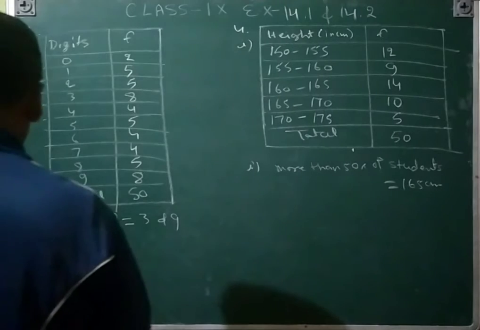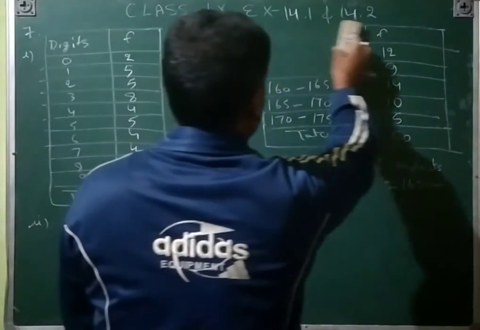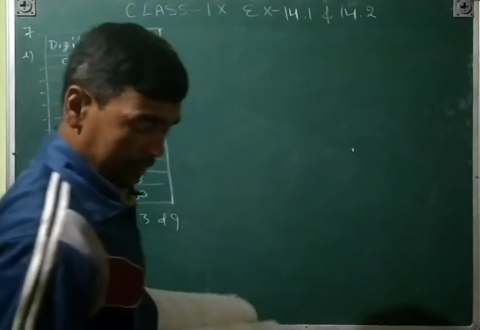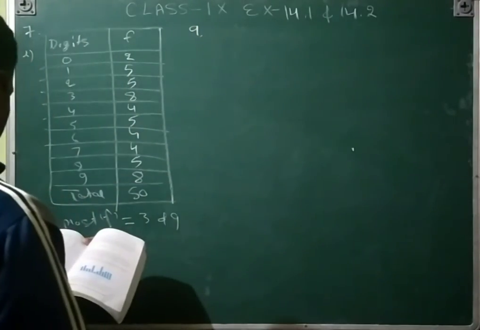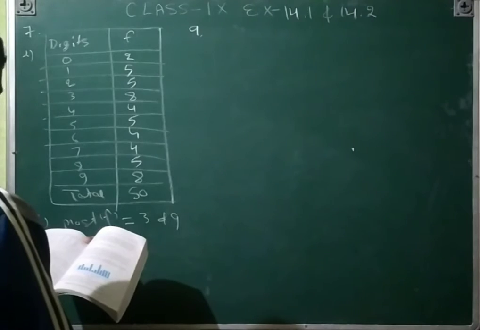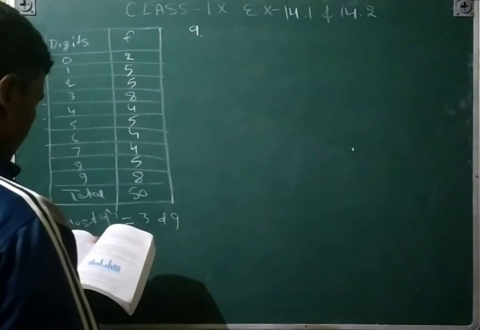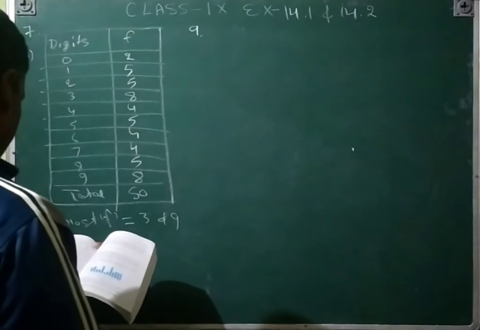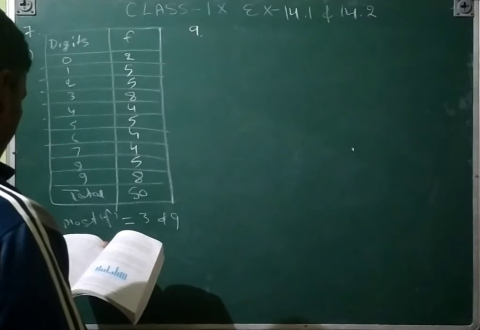And then the next question, number 6, is also no problem. Questions 8 and 9 also have no problem, but see the ninth: a company manufactures car batteries of a particular type. The lives in years of 40 such batteries were recorded as follows. We will include class intervals of size 2 to 2.5.